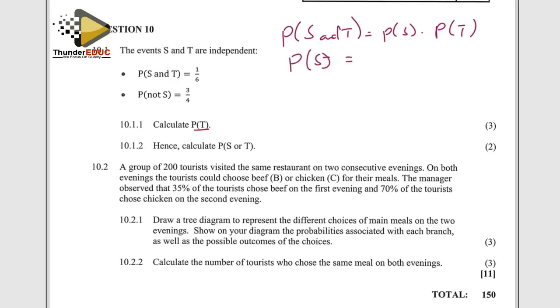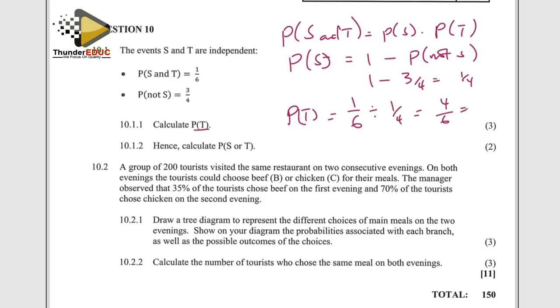Okay, P(S) is going to be 1 minus the probability of not S. So what is 1 minus 3/4? That gives us a quarter. Then to get P(T) alone, it's going to be 1/6 divided by P(S), which is a quarter. That's going to be 4/6, which is 2/3.